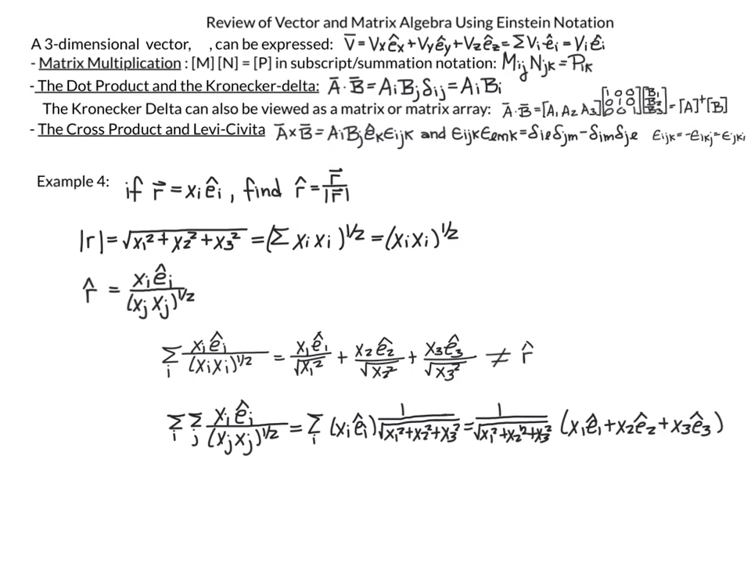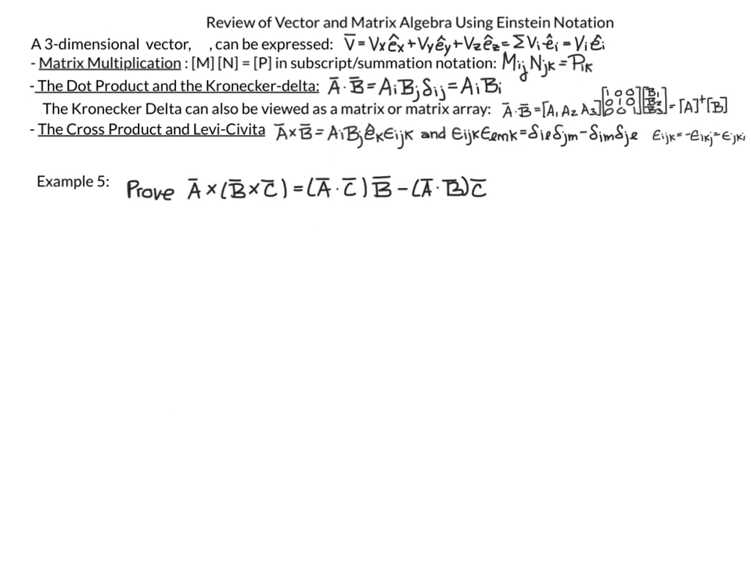we can sum over i first. So we're just going to pull out this x sub i term, and we're going to sum over j. So we have 1 over, when we first get j equals 1, x1 squared and then x2 squared and x3 squared, all square rooted. And then when we sum over i, we're going to get x1 e1 plus x2 e2 plus x3 e3 times this constant over here. So you can see that this is equal to r. So many times when I've said that we need to keep the indices separate, you can test it out if you're not sure.